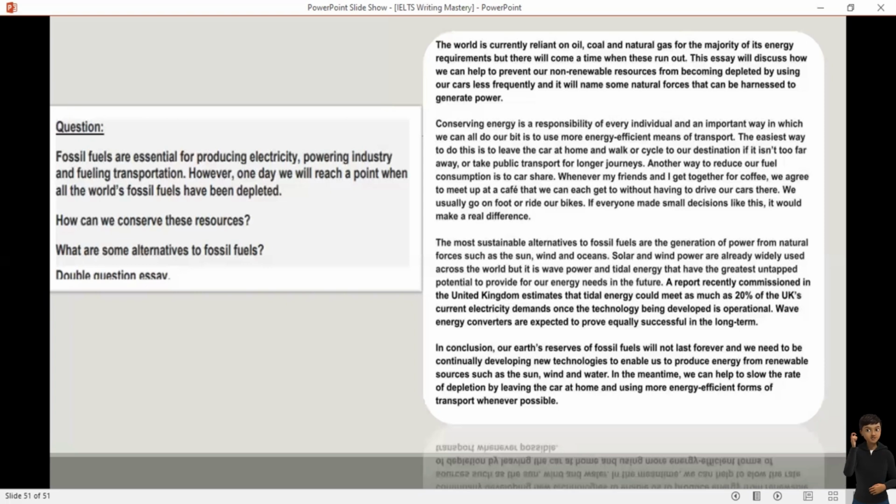So that's all about our IELTS writing task 2. Now we have uncovered all the 5 different question types with model answers, and that's it.